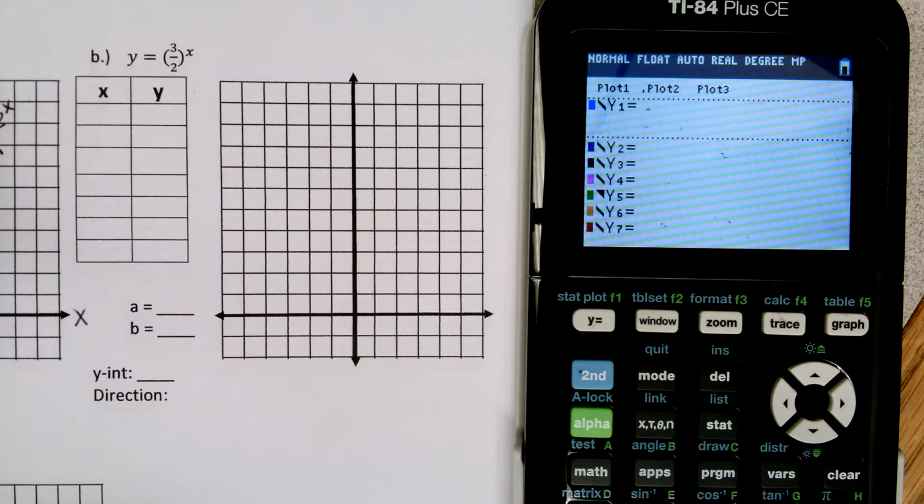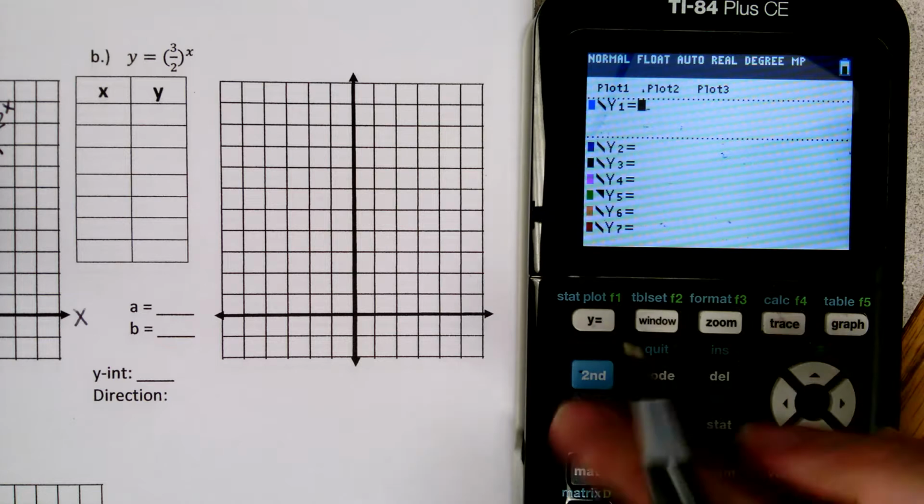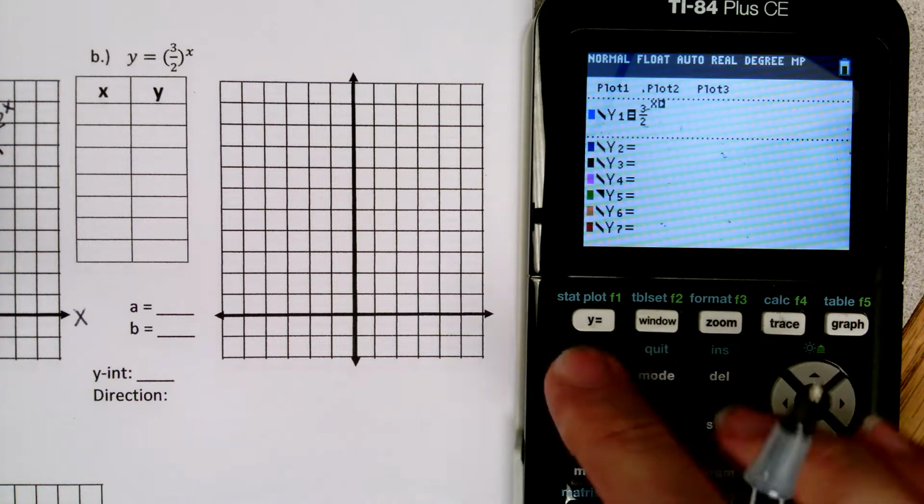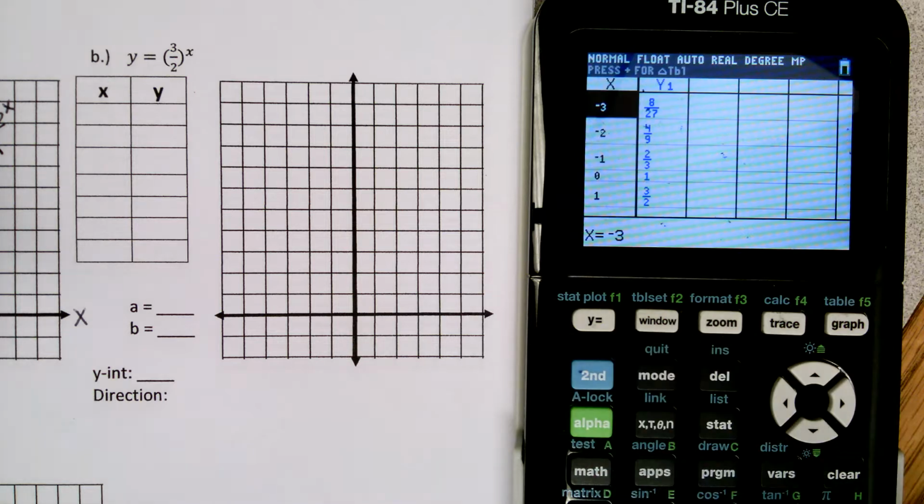Our next graph is y equals 3/2 to the x power. So you go to y equals, clear what you have, and then alpha y equals will give us our fraction, 3/2, okay, to the x power. We're going to get our table of values, and we're going to take a look at that.